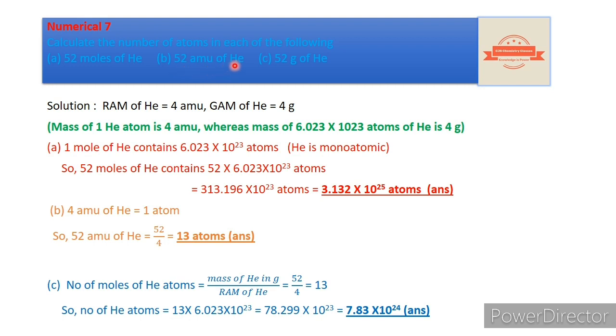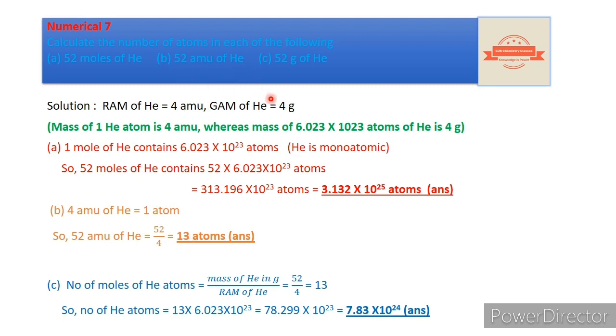In the second part, 52 AMU of helium, 4 AMU of helium equal to 1 atom. Therefore 52 AMU of helium will be equal to 52 by 4, that is 13 atoms. Therefore 13 atoms are present in 52 AMU of helium.